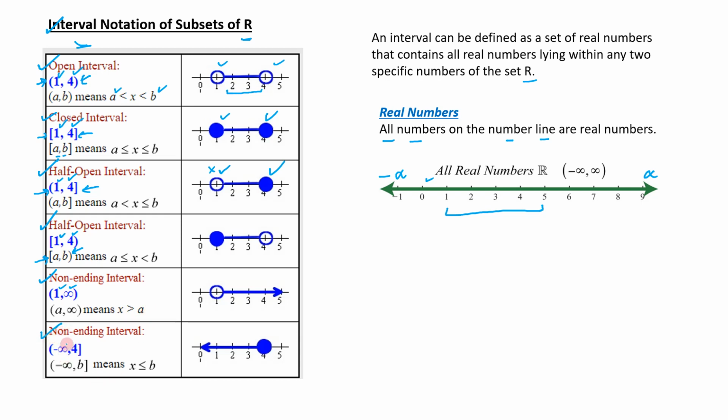We have another non-ending interval where we have negative infinity to 4. This means we'll have to consider 4 and all the numbers less than 4 in this interval. So all the numbers less than 4, going down to negative infinity, and 4 included, will again form a subset of R. Here we have minus infinity comma b, which means x is less than or equal to b.